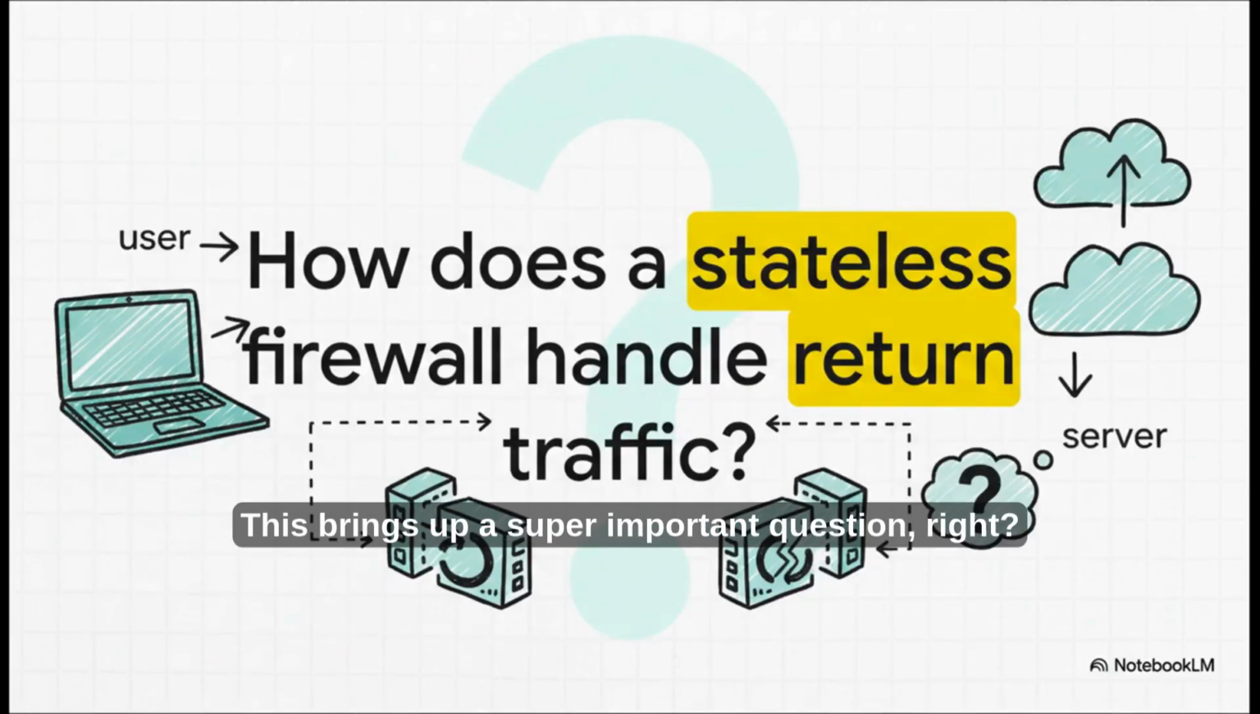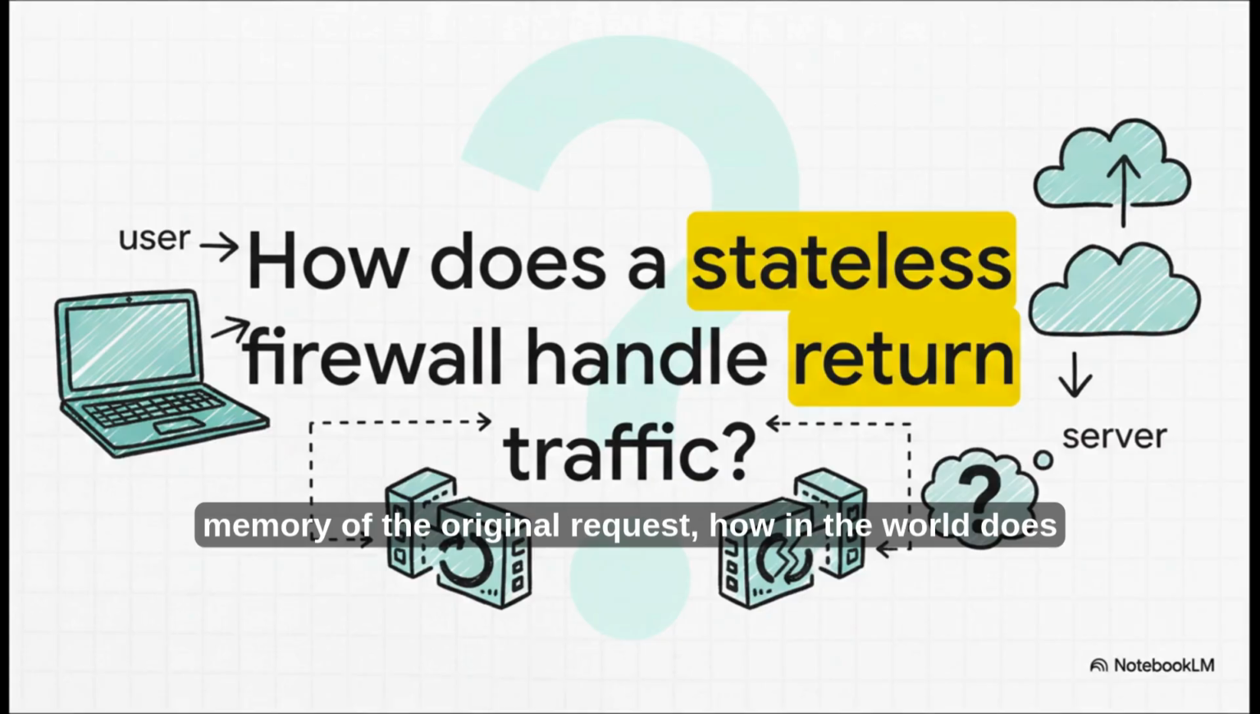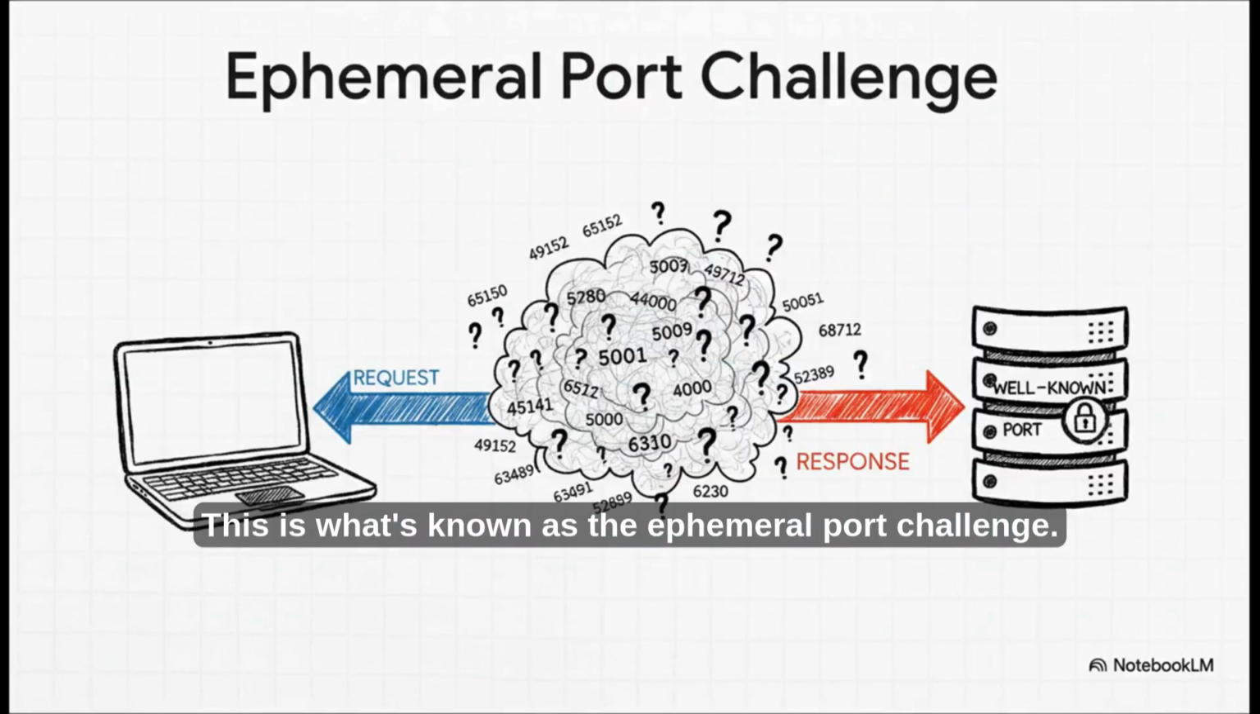Okay, but wait a second. This brings up a super important question, right? If that stateless NACL has no memory of the original request, how in the world does it know to let the server's response back out to the user? This is where stateless firewalls can get a little bit tricky. This is what's known as the ephemeral port challenge.